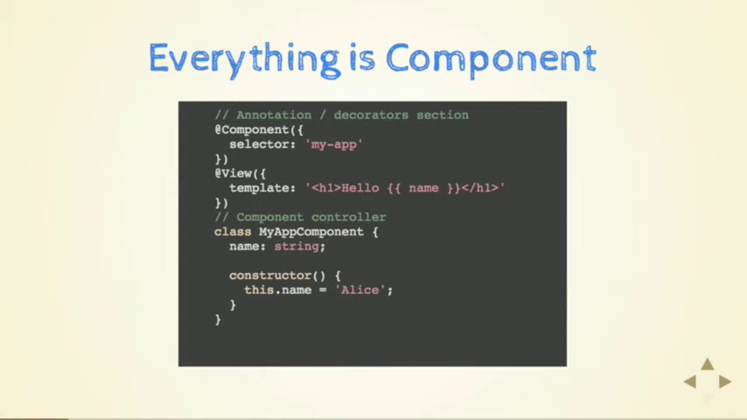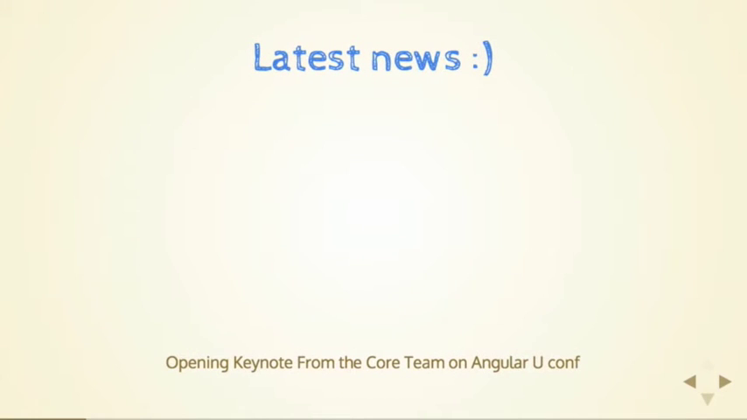Inside Angular 2, everything is going to be a component. You just develop some class and annotate it with additional annotations or decorators that describe: this is a component, this component has this view, and this component could be injectable or not injectable. And that's it.